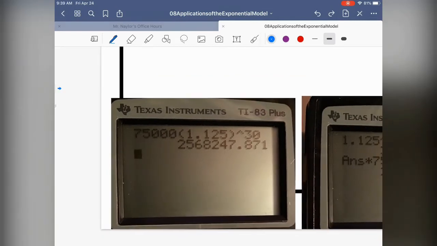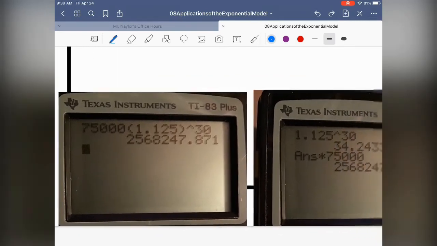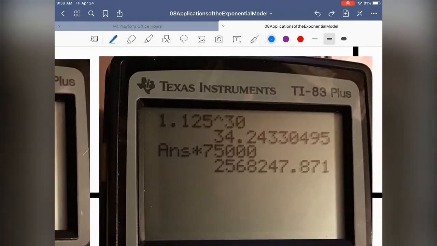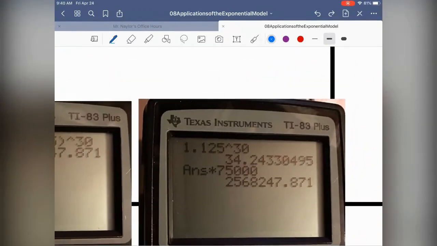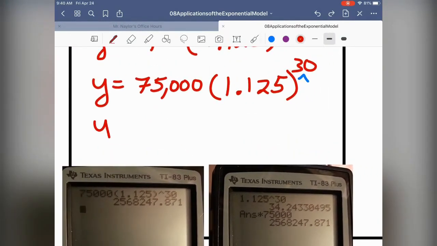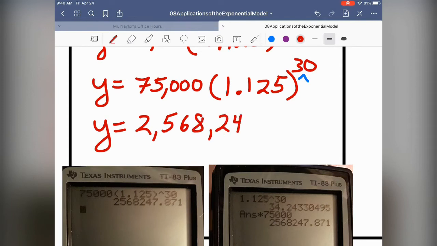Now, if you have a calculator that requires you to do computations in 2 steps, then you're going to want to definitely do the exponent first. You're going to want to do 1.125 raised to the 30th power and hit enter. Now, once you get that number, 34, all you have to do is multiply it by 75,000. And so we followed the order of operations very carefully to get the same answer, 2.5 million. Now, as I said in the preview, make sure that you actually are doing these problems on your calculator. Don't just watch me do them, so that you can get them right when it's time for you to do them on the back.